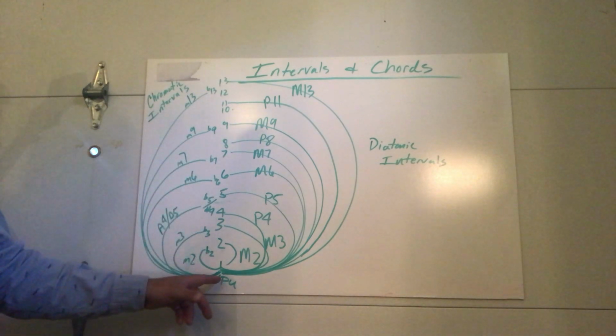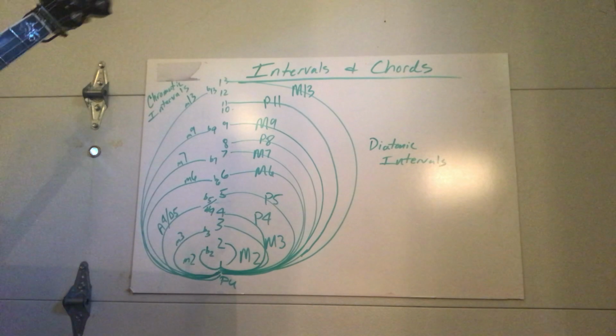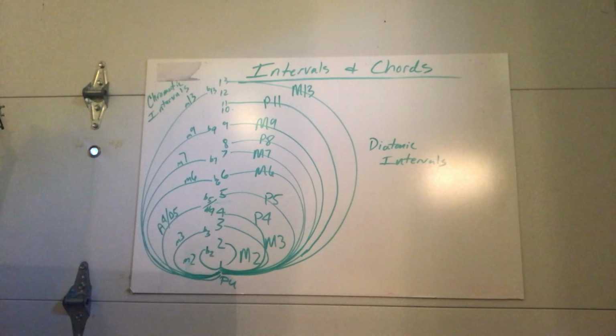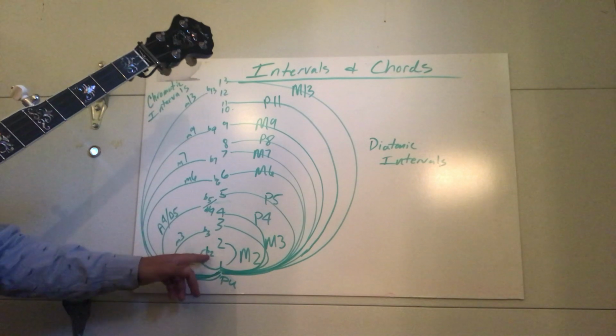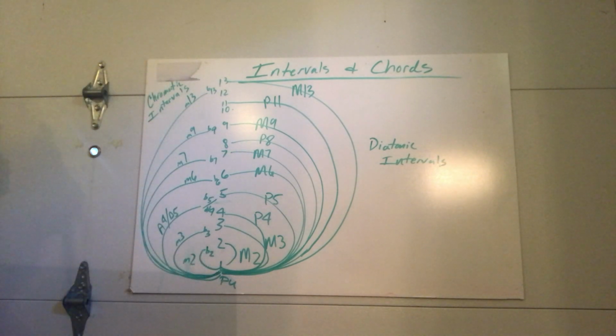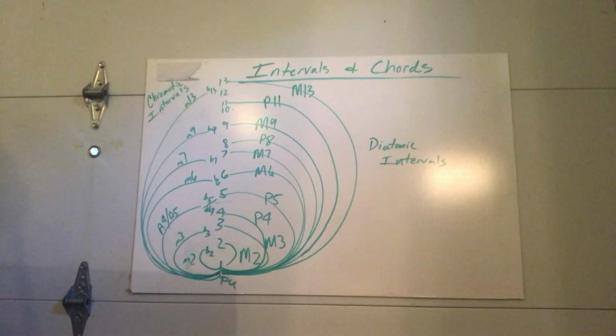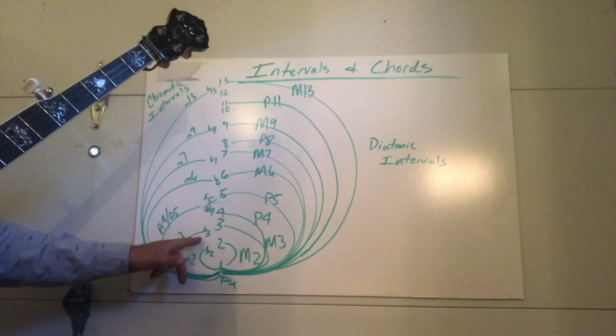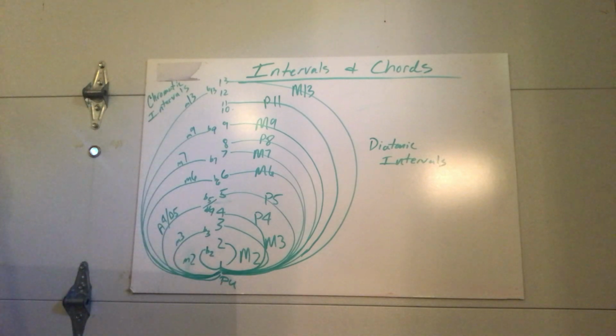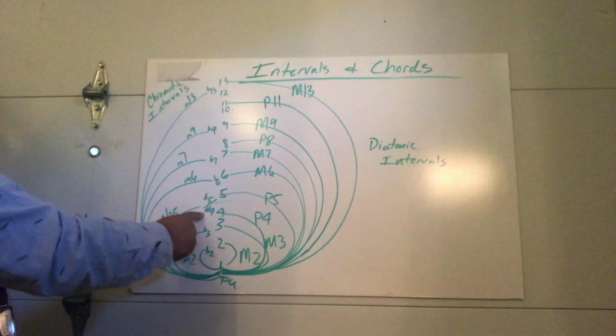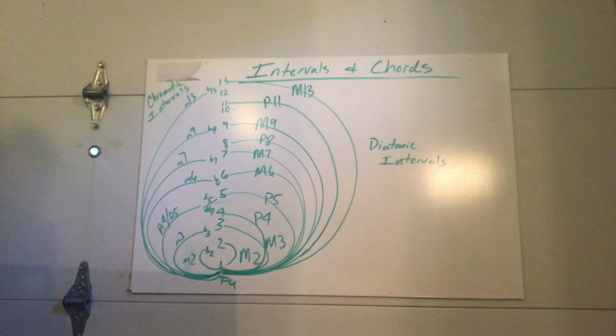Okay, so let's jump over to the chromatic side. If we have our one and we go up a half a step to a flat two, we have a minor second. Think of the movie Jaws. If we go to a flat three, we have a minor three. If we go to flat five or sharp four, which is the same note, we have an augmented fourth or diminished fifth, also known as the tritone.